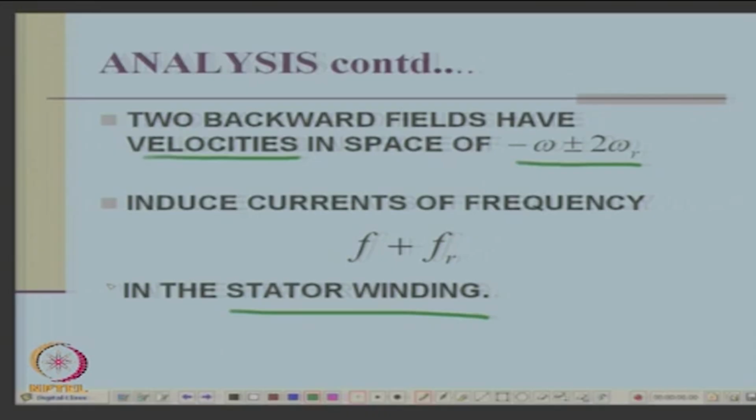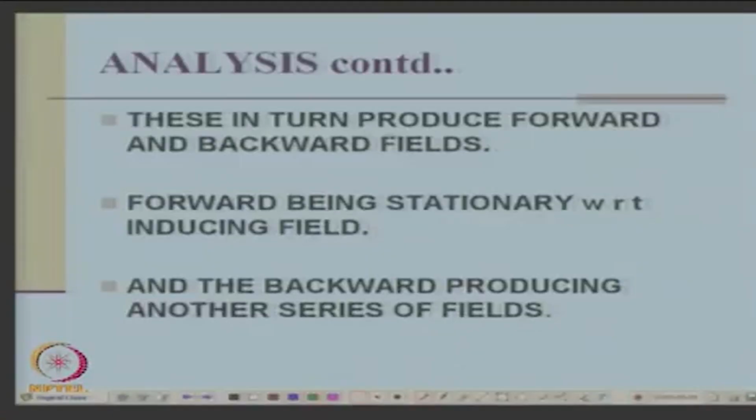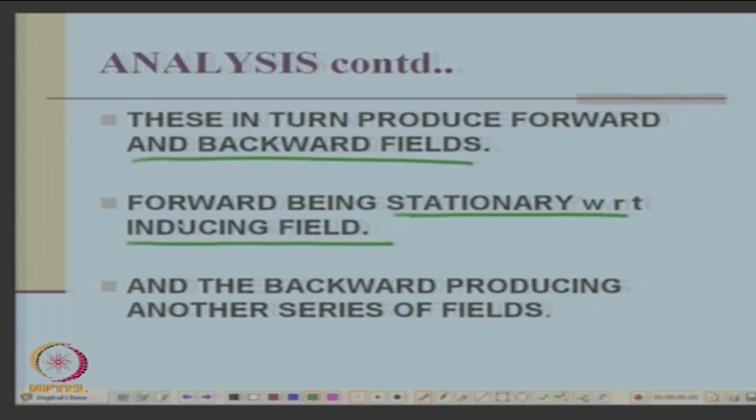See, there is one inducing field and another induced field. Whatever is the inducing field will be at synchronism with the one it induces, but the backward field is the one which is creating additional currents. So these in turn produce forward and backward fields, and the forward field is stationary with respect to the inducing fields. The rotor forward field will not produce any other frequency; it will be at the same frequency as the stator. So the stator will have f and f plus fr, and the backward field produces another series of fields. There will be one more current coming back into the stator winding, a mirror reflection.